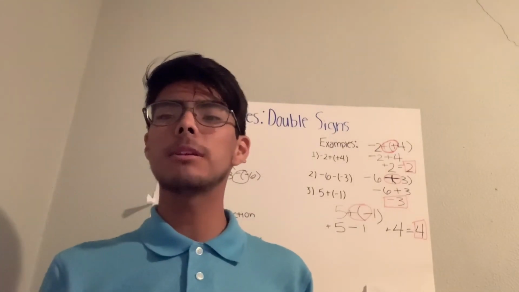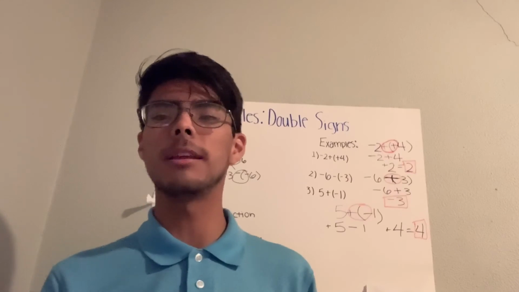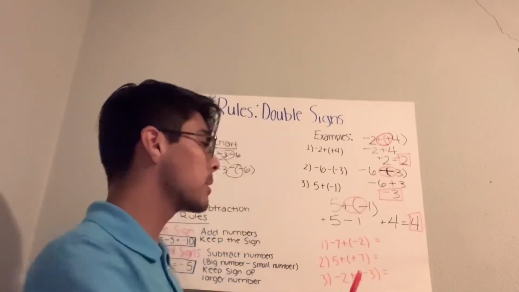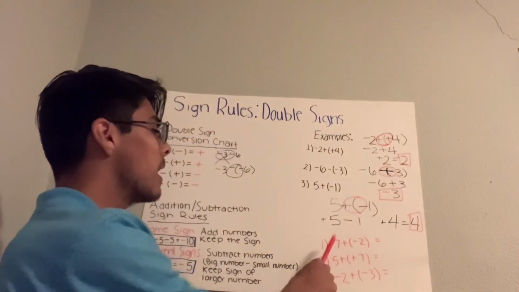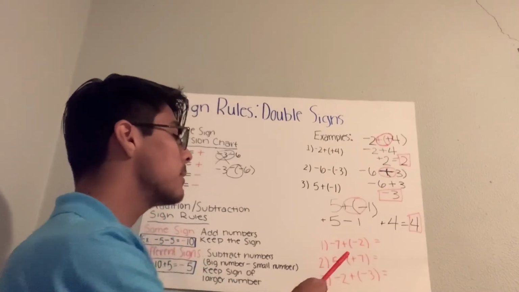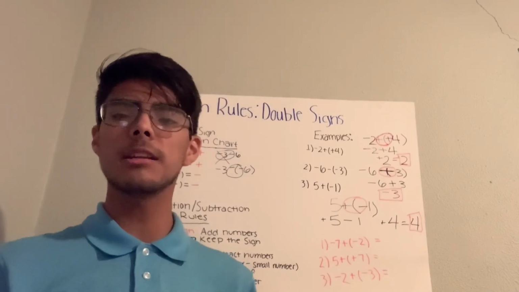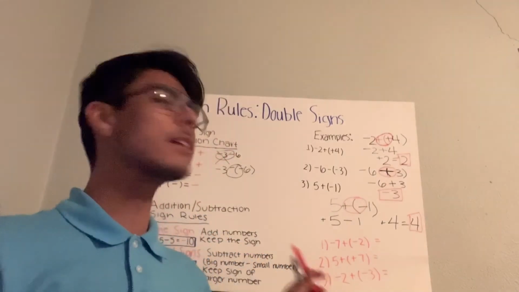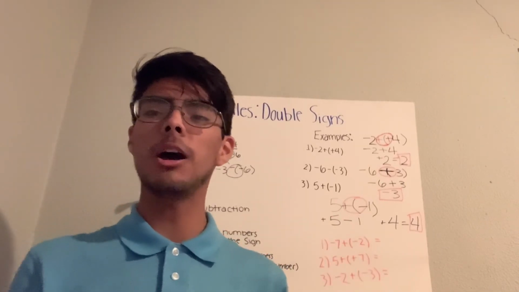Okay, class, I'm going to go ahead and write down some practice problems and y'all are going to work on them. Okay, students, I went ahead and put 3 practice problems on the board right here. So 1, 2, 3. The first one is negative 7 plus negative 2. The second one is 5 plus positive 7. And the third one is negative 2 plus negative 3. So go ahead and write these in your journals, and I'll come around and try to help y'all if y'all need any help.